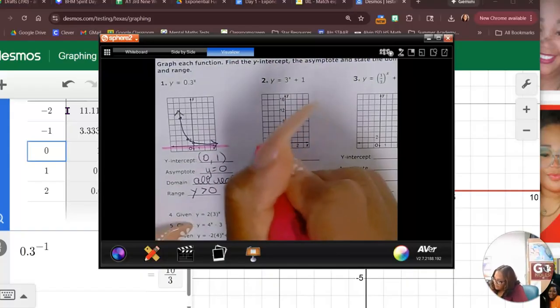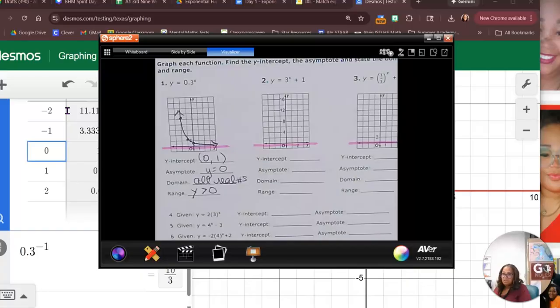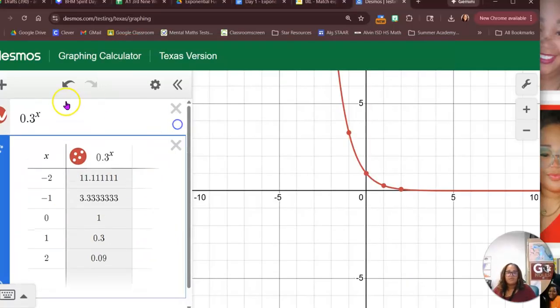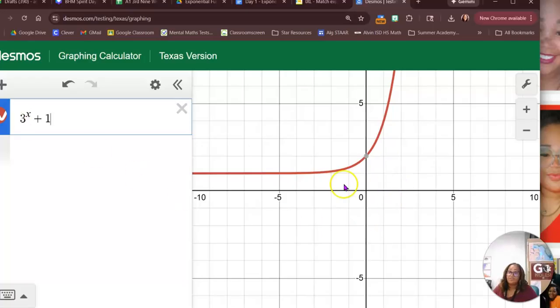Boom, right there. It's going to be right here for all of them if I'm not mistaken. But let's double check and see. Okay, let's calculate the next one. Y equals 3 to the x power plus 1. Oh, it shifted up. So now my asymptote is y equals 1.